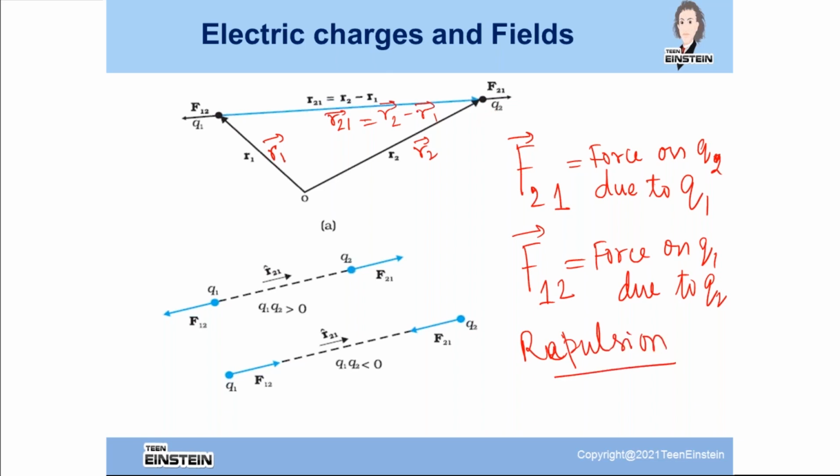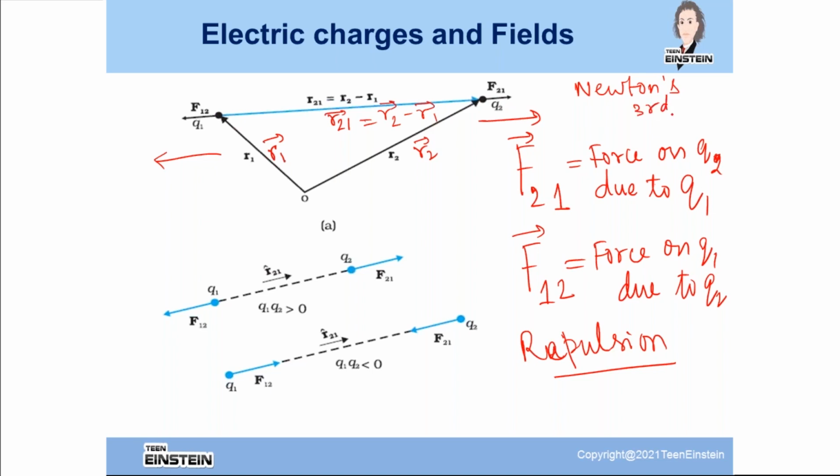Now look, this will be a repulsive force. Repulsive means they will be pushing each other. So the force on Q1 due to Q2 will be pushing this way. And the force on Q2 due to Q1, so Q1 will be pushing Q2 this way. But the magnitude will be the same, while their directions are opposite to each other.